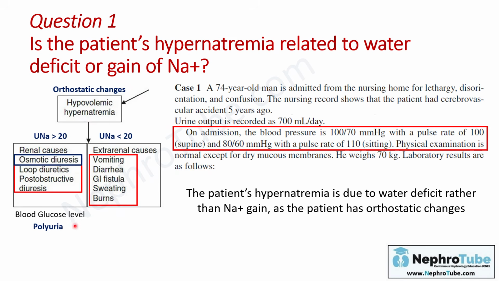blood glucose level and the urine output for polyuria. But for sure here, the patient has no polyuria, so we will exclude all these causes. All these causes will present with polyuria: osmotic diuresis, loop diuretics, and post-obstructive diuresis. So the main cause of hypernatremia in this patient will be one of these: vomiting, diarrhea, and so on.